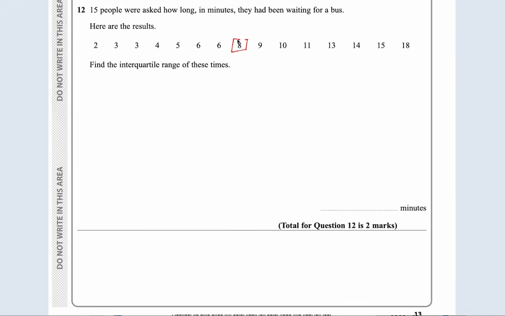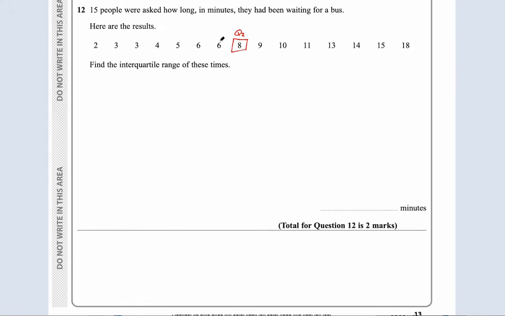Now it's the 8th number. It's not because it's number 8, but this is in the middle. I know that because there's 1, 2, 3, 4, 5, 6, 7 to the left, 1, 2, 3, 4, 5, 6, 7 to the right. So this is the middle. This is Q2.